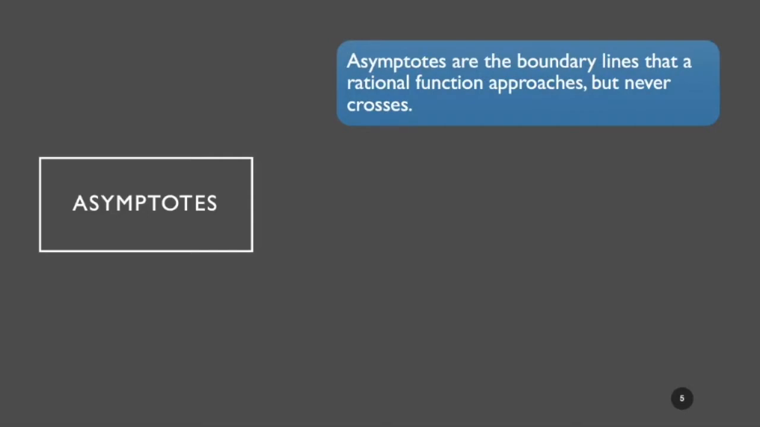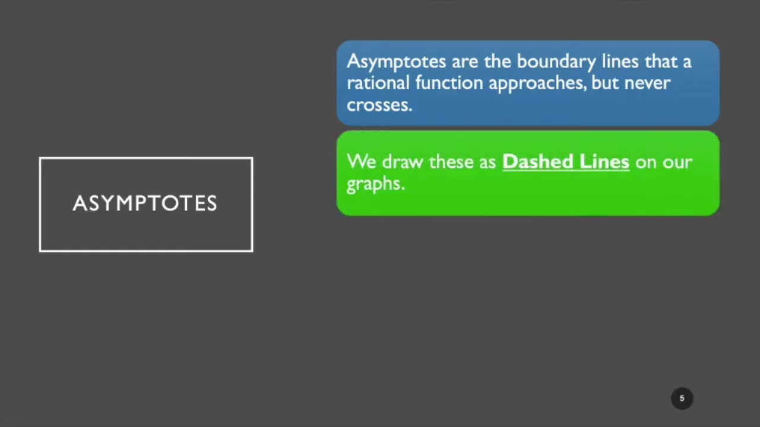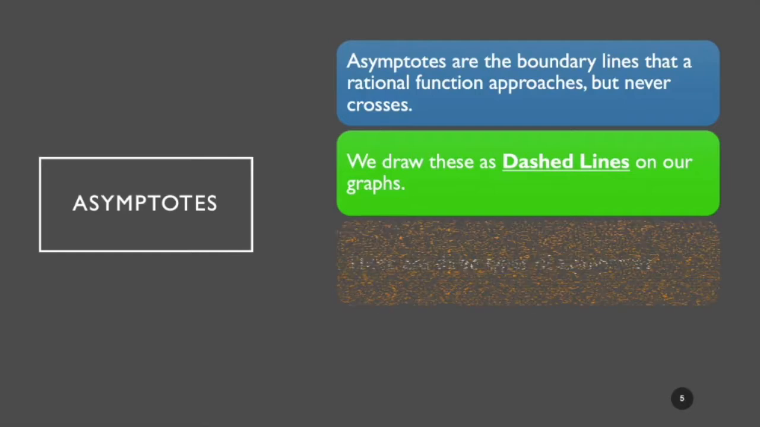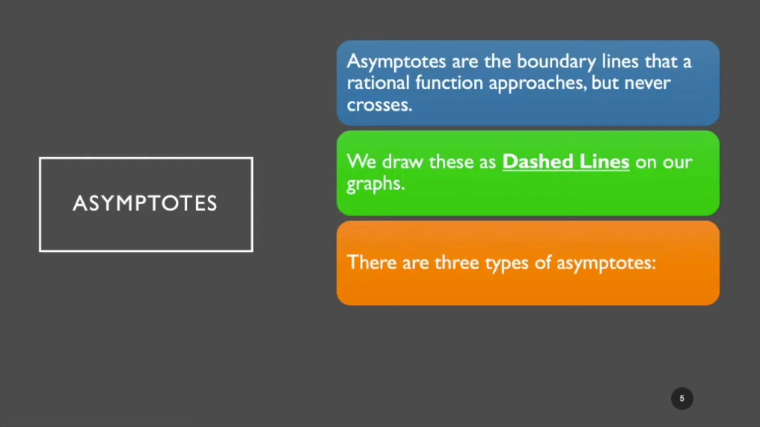All right. You already know that asymptotes are boundary lines that a rational function approaches but never crosses. And when we did that, we drew dashed lines on our graphs to show them. Well, there are 3 types of asymptotes, and you have already done the horizontal and vertical, and we're going to expand that. There are also some diagonal or slanted ones, but today we are not covering the slanted ones. We're only going to cover the vertical and horizontal ones.